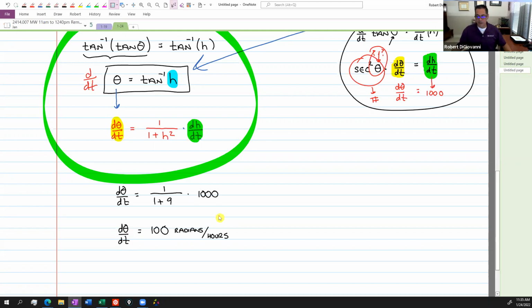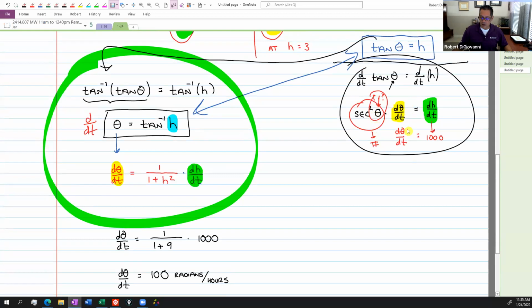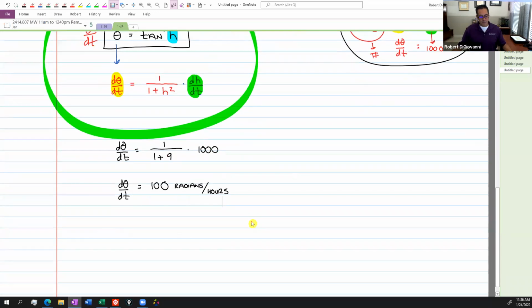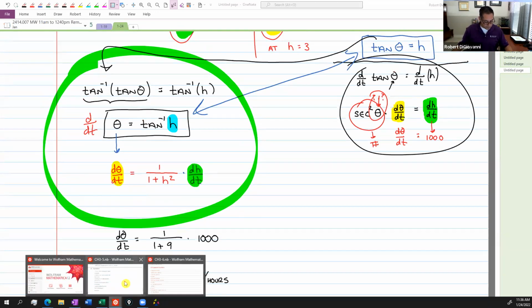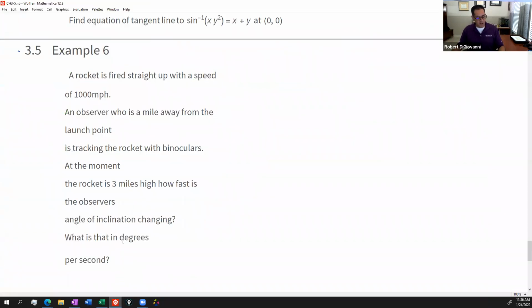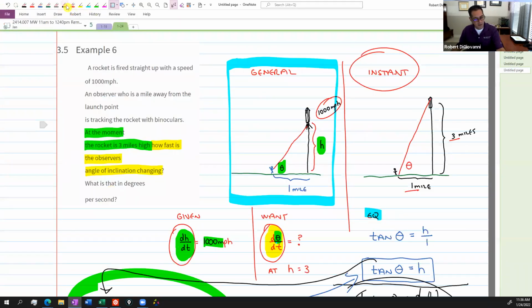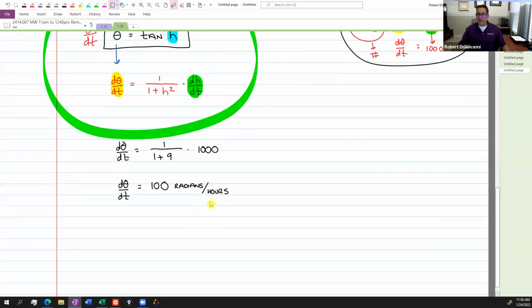See, didn't need theta. If you go back and do this problem and figure out what theta is and do all the work, you'll get the same result. It's just I never had to go get theta. It's just more efficient. Now, I did ask in this problem for us to give the answer in degrees per second, right? And right now we're in radians per hour.